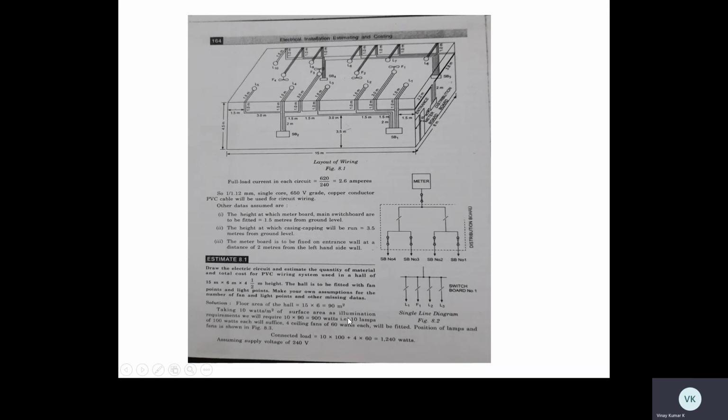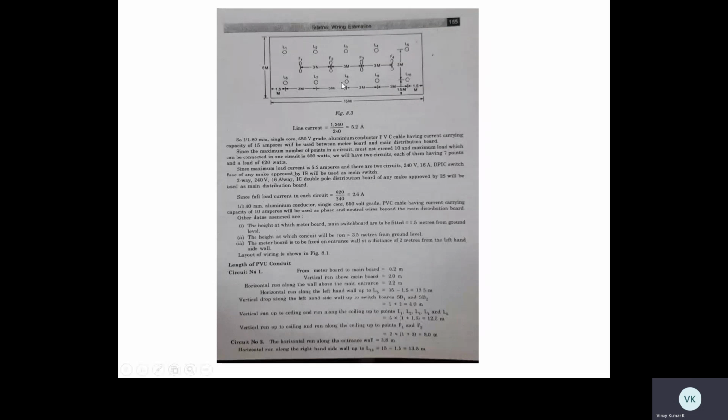So I am dividing these equally, 10 lamps and 4 ceiling fans. So totally 14 points are here. I am dividing them into 2, so 7 points each in a sub-circuit. Each sub-circuit should contain 7 points. See here, 1, 2, 3, 4, 5, and 1, 2, 3, 4, 5. So 5 lamps here, 5 lamps here and 4 ceiling fans.